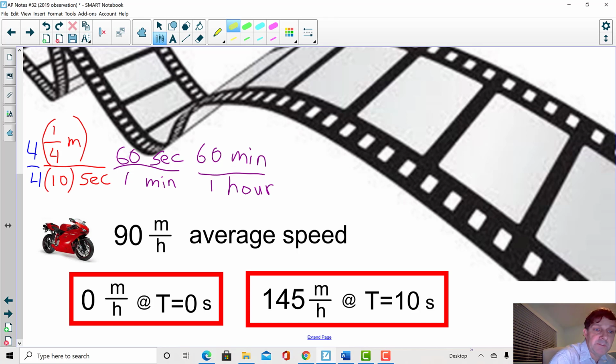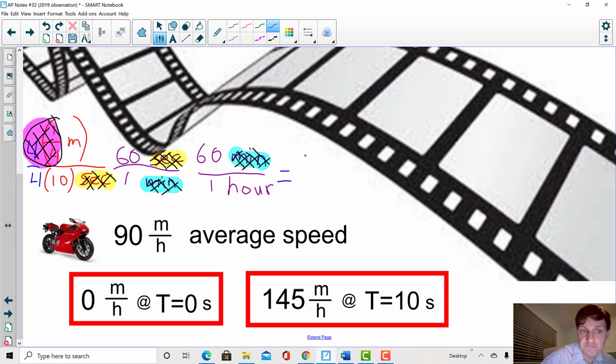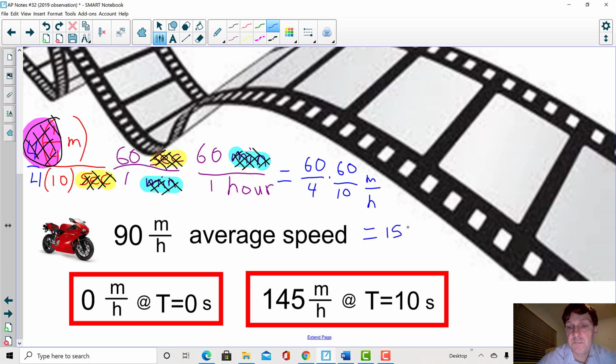Okay, we can cancel these seconds on the bottom with these seconds on the top. And we can cancel the minutes here with the minutes there. So those cancel. We can also cancel the 4 and the 1/4. This is going to give us 60 over 4, which is 15, and 60 over 10, which is 6, and miles per hour. So that's how we're getting 90 miles per hour for our average speed.